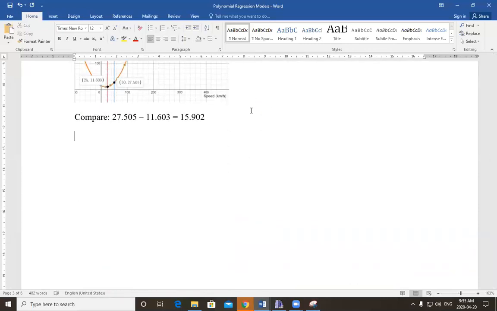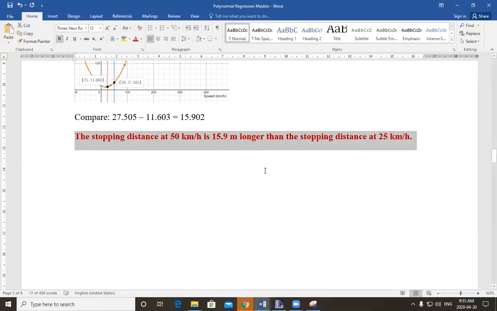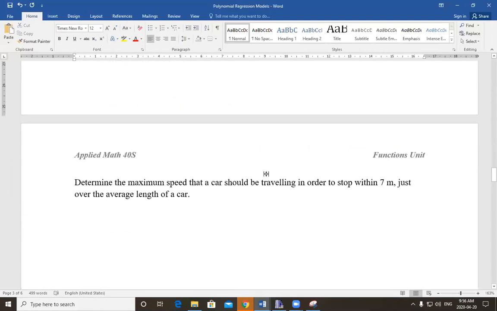So final answer, the stopping distance at 50 kilometers per hour is 15.9 meters longer than the stopping distance at 25 kilometers per hour. We just solved a contextual problem, okay, finding out how much longer distance it takes the car to stop at 50 kilometers per hour versus 25. Okay.